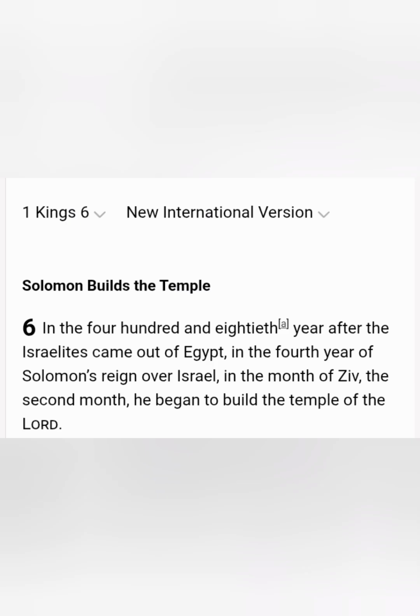1 Kings chapter 6 verse 1 states, "In the 480th year after the Israelites came out of the land of Egypt, in the 4th year of Solomon's reign over Israel, in the month of Ziv, he began to build the house of the Lord."